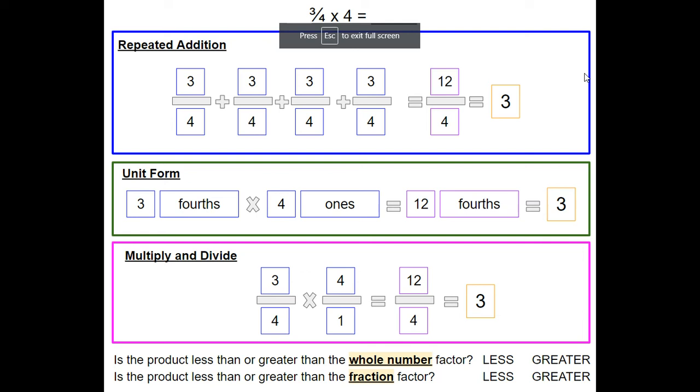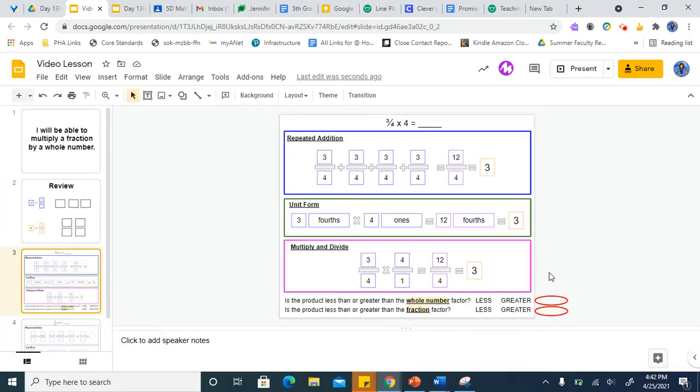Finally, let's answer the questions on the bottom. Is the product, which is the answer to a multiplication sentence, less than or greater than the whole number factor? Well, the whole number factor is 4. So our answer is 3, which means our answer is actually smaller than our whole number that we started with. So we are going to circle less than.